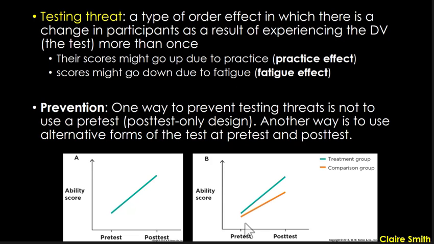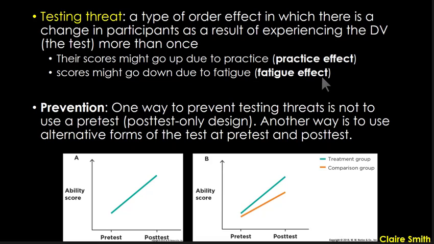Next type of threat is a testing threat. And this is a type of order effect, which is a change in participants as a result of experiencing the dependent variable, the test, more than once. So we kind of already talked about examples of this. We talked about practice effect before. If you test someone once on a verbal reasoning test and then test them again, maybe their verbal reasoning gets better because they know what to expect, have taken the test before. If you use the same exact test, then obviously they've seen the exact questions before, they might get better at it. Their scores might go down due to fatigue.